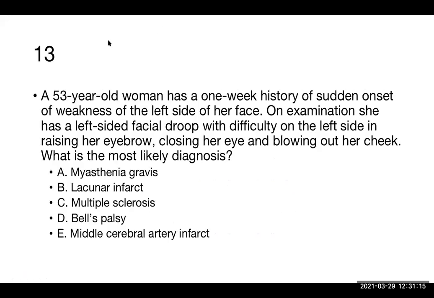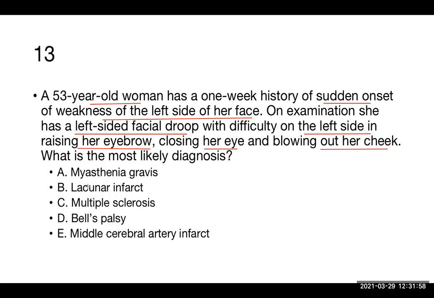Now, question number 13. A 53-year-old woman has a 1 week history of sudden onset of weakness of the left side of her face. On examination, she has a left-sided facial droop with difficulty on the left side in raising her eyebrow. Closing her eyes is also a problem, and blowing out her cheek is also a problem on the same left side. So what is the most likely diagnosis?